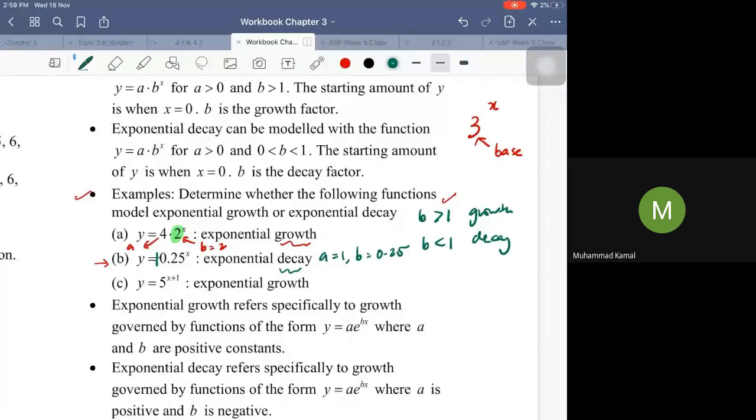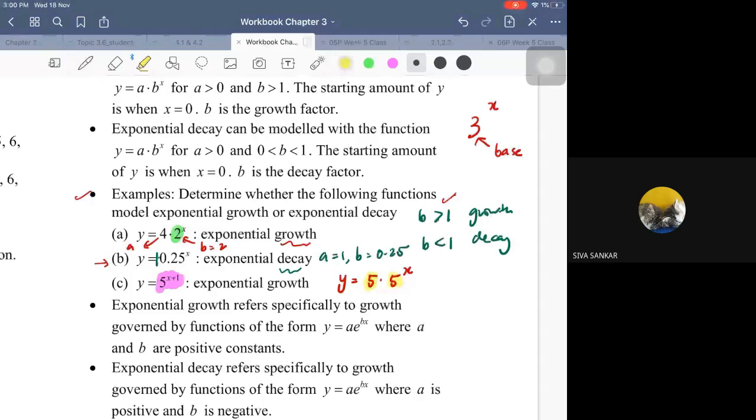C. Okay, untuk C pula, apa nilai A untuk C? No, it's not 1. 5. Exactly. The value of A untuk C adalah 5. Because ni kalau kita belajar index sebelum ni, 5 kuasa X tambah 1, kita boleh pecahkan dia. So we can write this as 5 multiplied by 5 to the power of X. Sebab tu apa dia nilai A? Nilai A adalah 5. So nilai B adalah sama dengan 5.